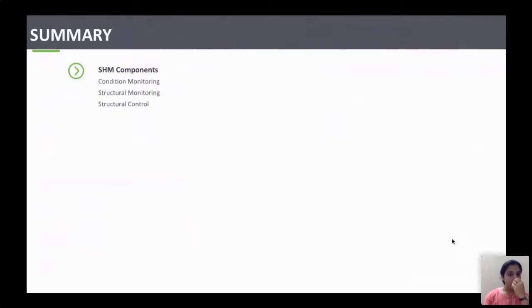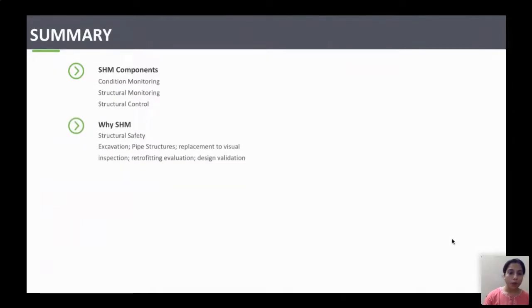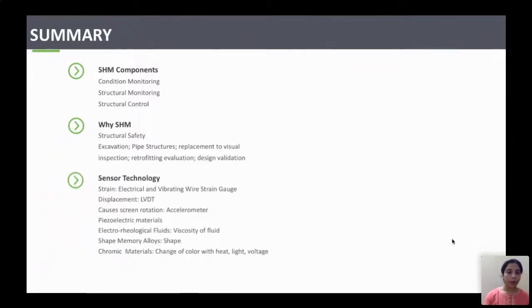So in summary, we have learned about different components of structural health monitoring, the condition monitoring, structural monitoring, and the structure control, and why it is important, and then different sensor technologies, for example, for measuring the strain, we have electrical and vibrating wire strain gauges. For displacement, we have LVDTs, and what is the reason for the screen rotation of your phone, that's the accelerometer.